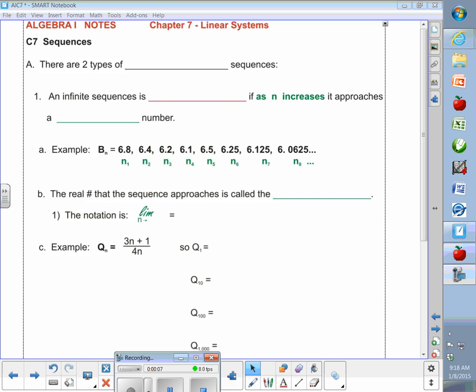Okay, so this is sequences for chapter 7. There are two types of infinite sequences. That's what we're going to talk about today. The two types of infinite sequences.